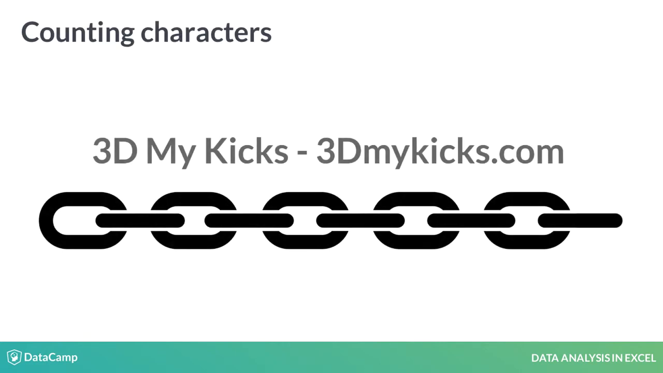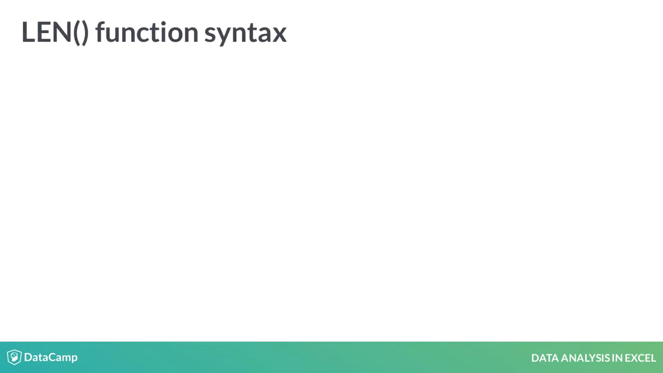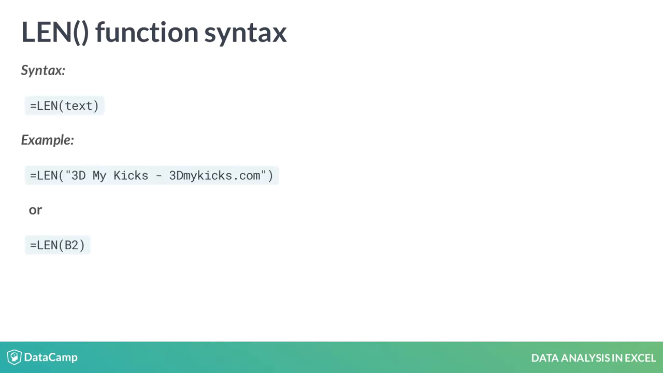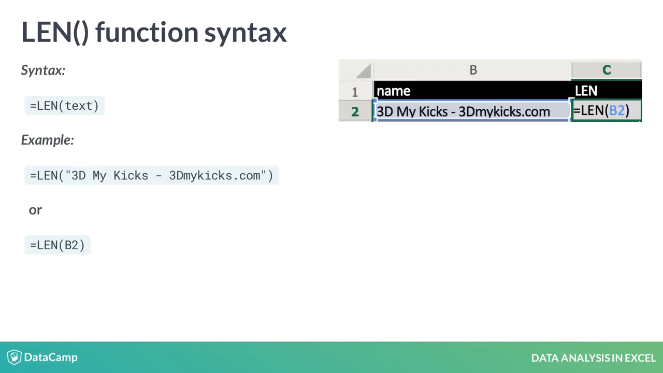So if we want to look at this project name, 3dmykicks-3dmykicks.com, how many links are there? You could count each element one by one, but that is difficult and tedious. Luckily, Excel has created a function for this. This function is called LEN, as in length. The syntax is equals LEN, open parentheses, the cell or text string you want to count, close parentheses. The result for this project name is 27.